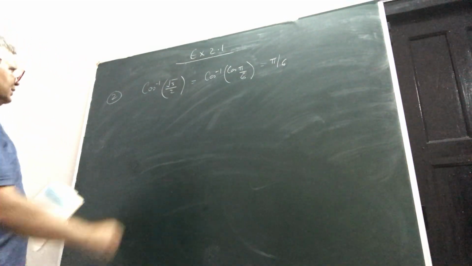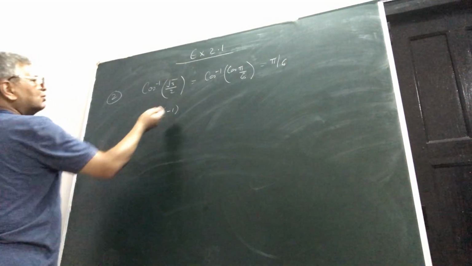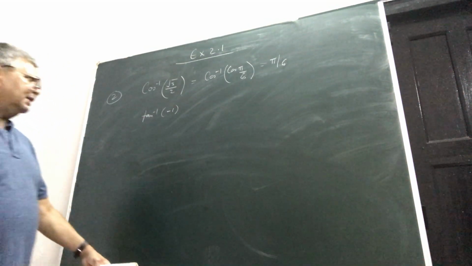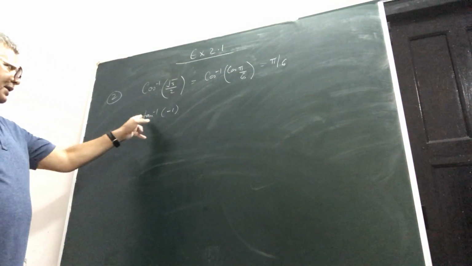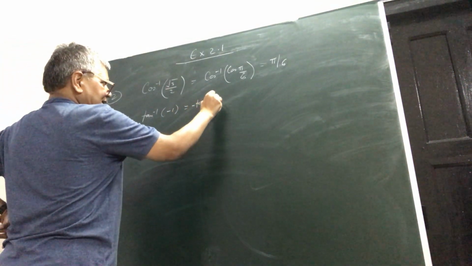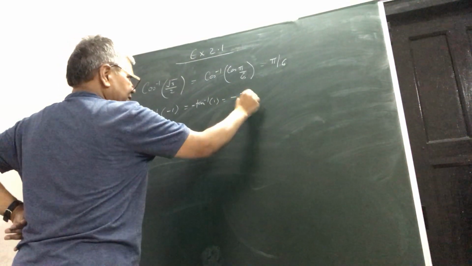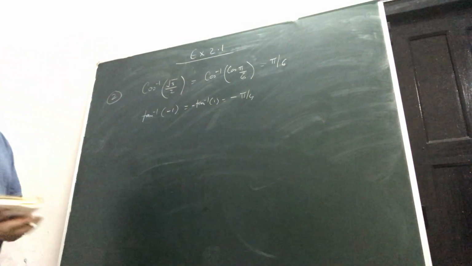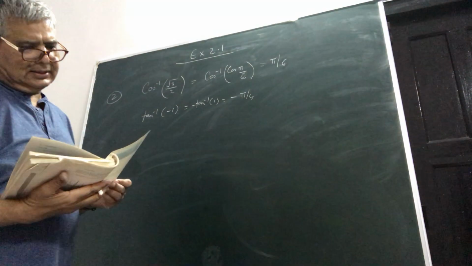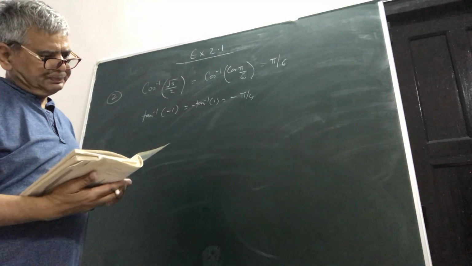Tan inverse minus 1. So what is the thing? See, tan inverse minus 1 is what? It is minus tan inverse 1, and you know tan inverse 1 is what? Pi by 4. So minus pi by 4 is the answer. So simple. There is hardly anything difficult in it. Let me take a few other questions.